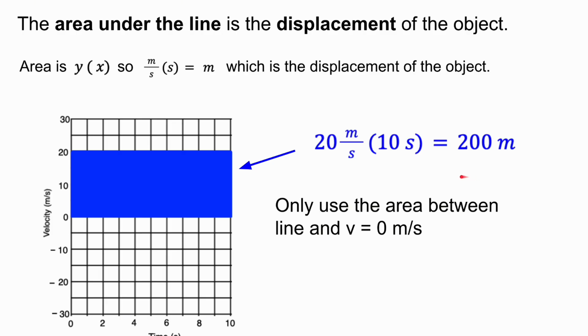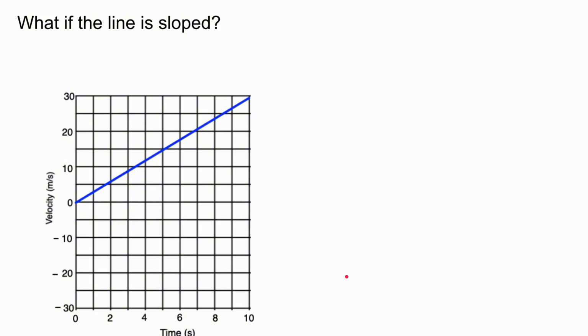And again, you only go from the line to 0. Don't keep going to the bottom or the top of your graph. Well, what do we do if the line is sloped then? Okay, here, if you're taking calculus, you know how you can take an integral, but this is an algebra-based class. We don't have to do that.